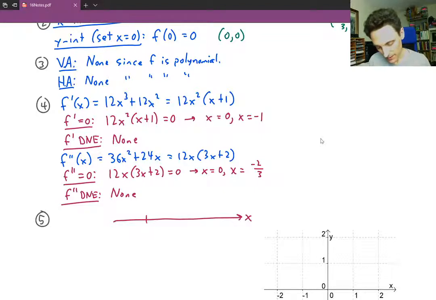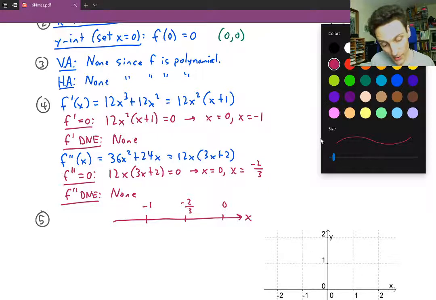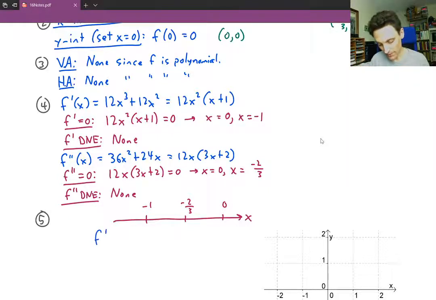So we're going to write -1, negative 2/3, and 0. You just have to write them in order. Don't have to necessarily draw them to scale. Then we're going to make a row for the first derivative and a separate row for the second derivative. So we're combining the first derivative and the second derivative together in this sign analysis.